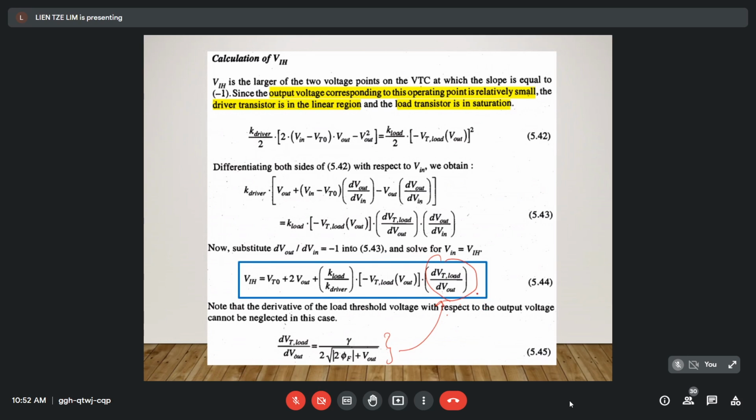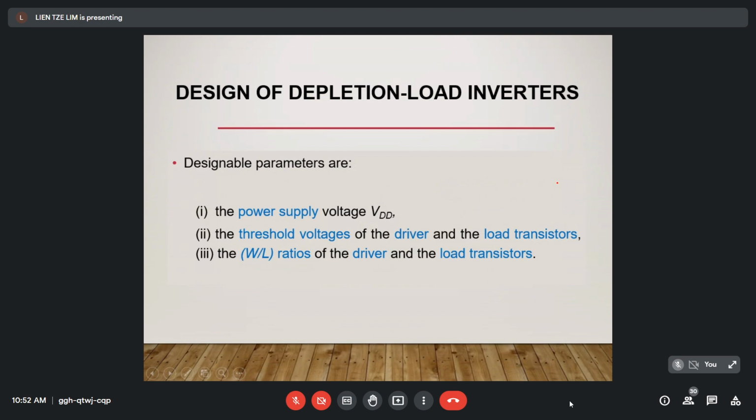Okay, so this is the calculation, the formula that needs to be used for calculations. In a depletion load inverter, there are some parameters that can be used to design. The design here is about the design of a depletion load inverter, and we design it based on the VTC.